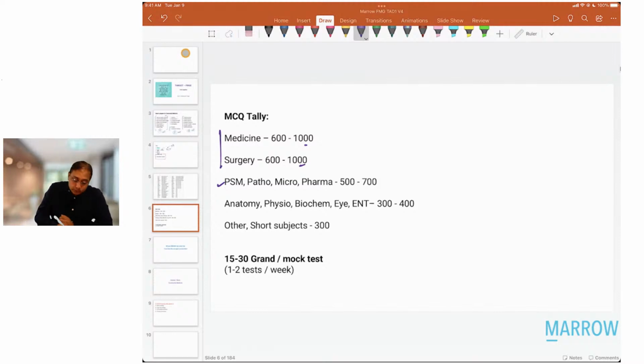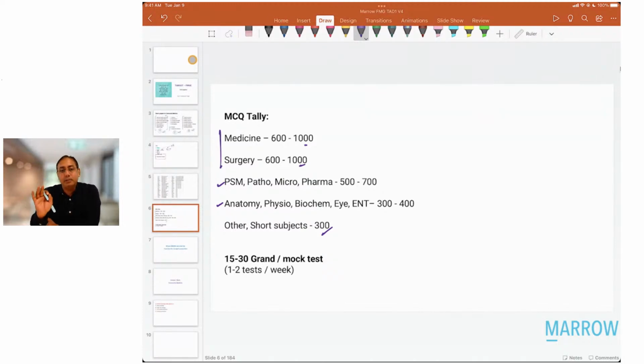अब आपको जो other subjects है like anatomy, physiology, bio, which are very volatile. Biochemistry है, anatomy है, ENT, and yes, they are very important for your exam also. ये 300, 400 plus other shorter subjects you can do minimum 300 MCQs each. ये करते करते you are going to finish the syllabus. Make sure that you are able to finish the syllabus by 5th or 8th of January.